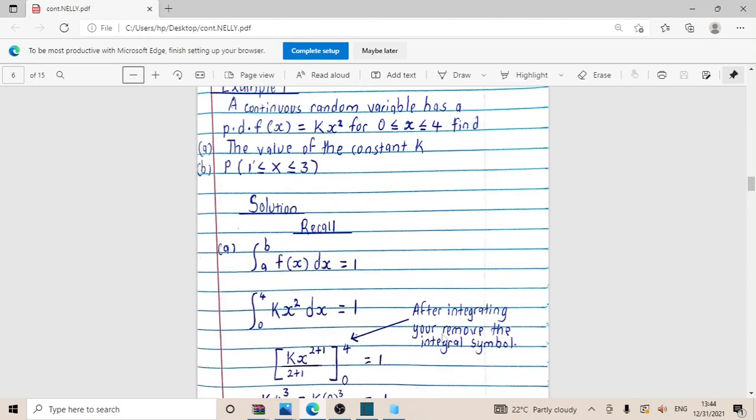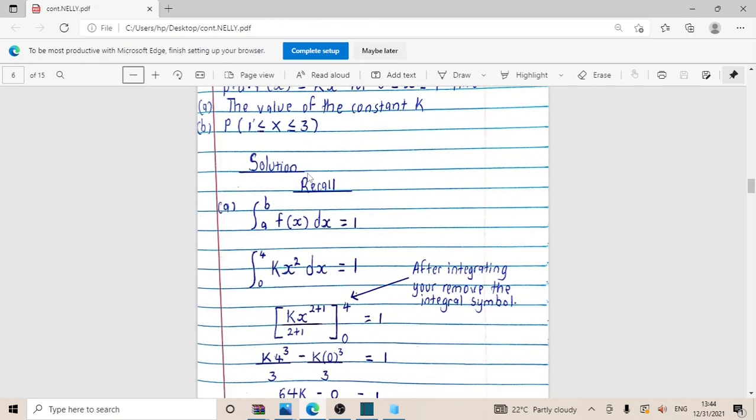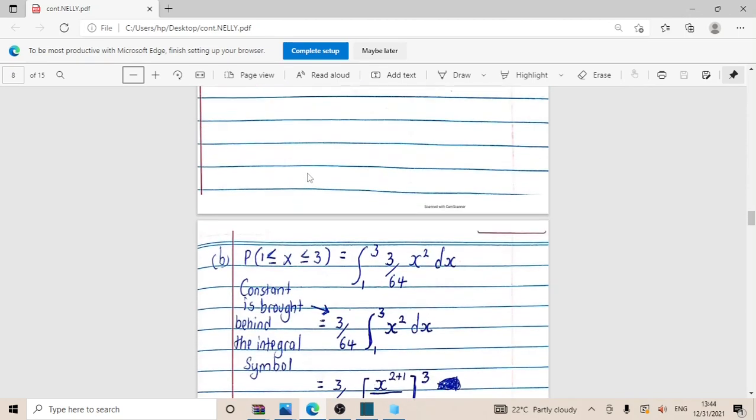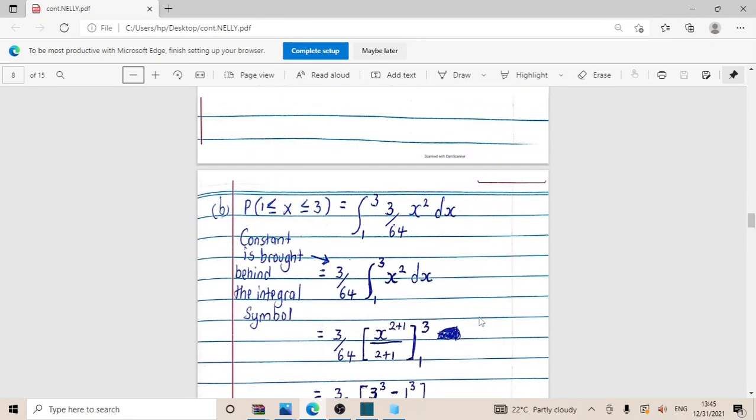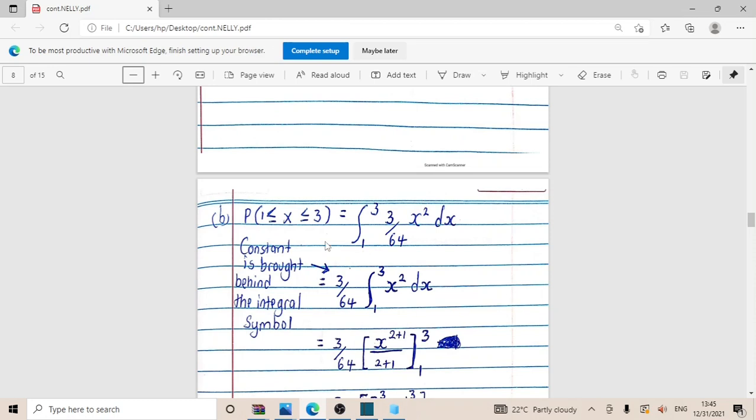I'll go to B, which is asking what is the probability of 1 less than or equal to x less than or equal to 3. Since I've already determined A, it will be very easy for me to substitute in. My function is this, having limits of 0 less than or equal to x less than or equal to 4. I'll use the same function, but now with limits of 1 to 3. So I'll have my lower limit as 1 and my upper limit as 3, and I'm having my k, which was 3 out of 64, times x squared, then dx.